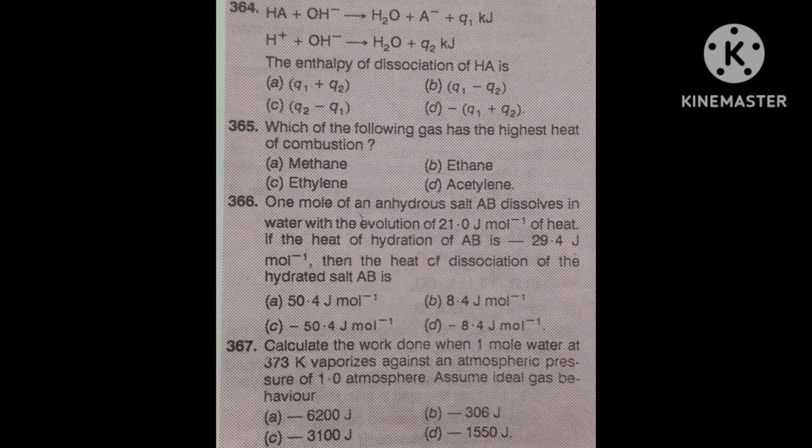And second, now AB solid absorbs X H2O water. Means AB solid plus X H2O. X may be 2, 3, 4, 5, anything. Now AB will absorb X moles of H2O, then it will form AB·X H2O. X value we don't know. At that time, the heat evolved is minus 29.4.